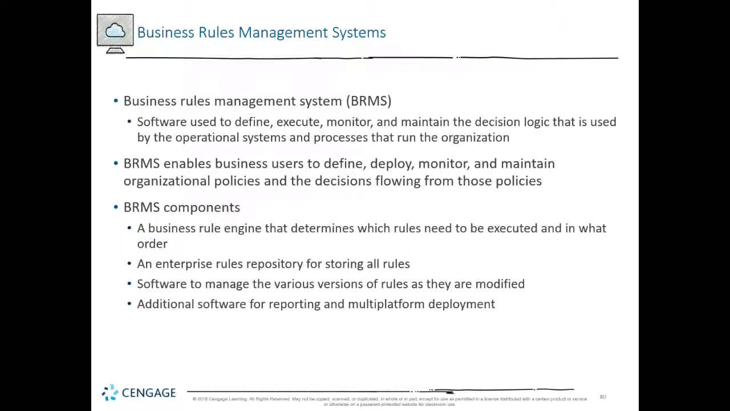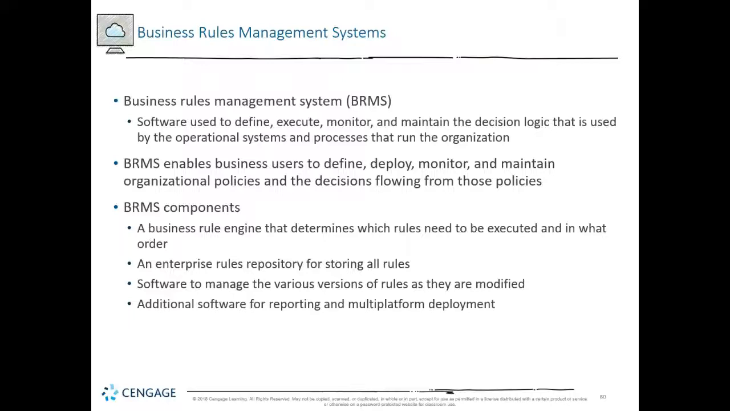Business Rules Management System. Business Rules Management System, BRMS, is software used to define, execute, monitor, and maintain the decision logic that is used by the operational systems that run organizations. BRMS enables businesses to define, deploy, monitor, and maintain organizational policies and the decisions flowing from those policies.